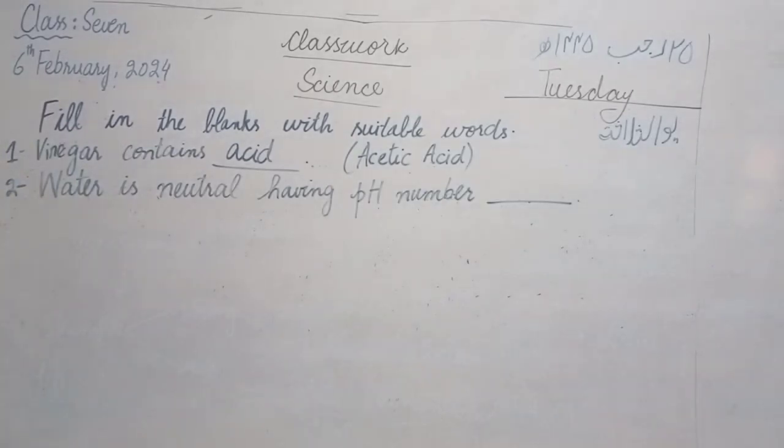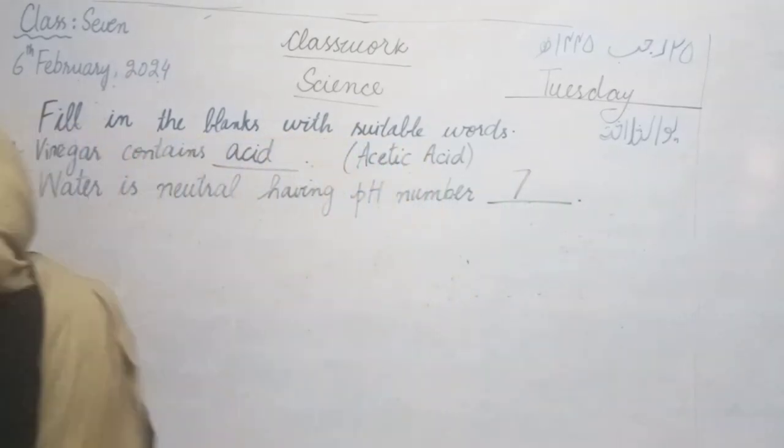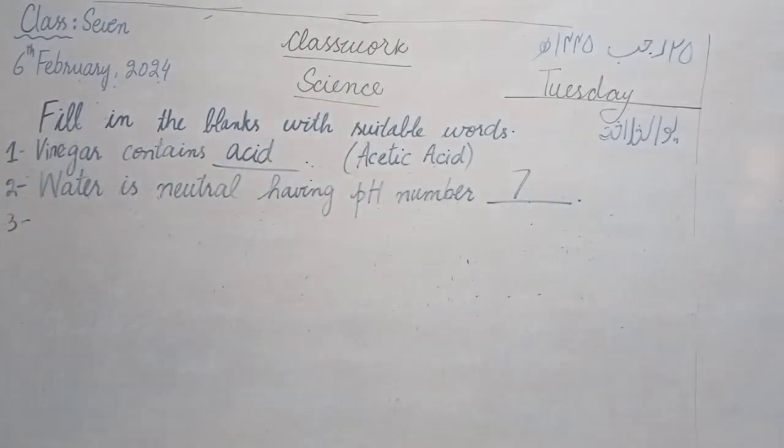Who will tell me about the pH number of water? I told you today as well, and in the previous lesson we discussed that neutral value has pH number 7. Yes.